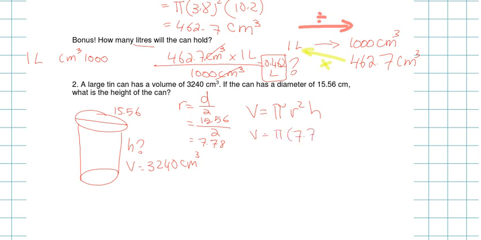And I'm looking for the height. I can replace the volume with its value. You can find the answer for pi times 7.78 squared if you want, or you can simply just bring it over as a division. If you do that, then now you can divide by 190.15.